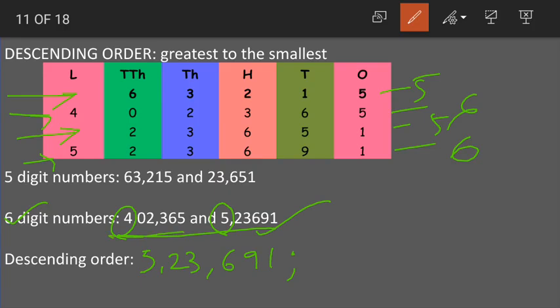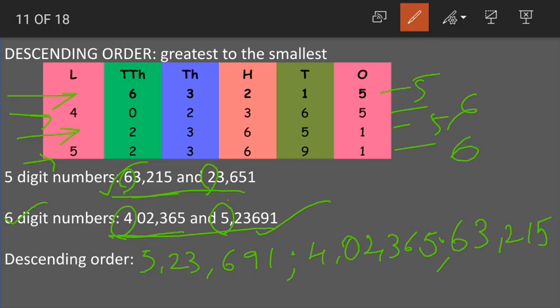Then we are having the next 6-digit number, 4,02,365. After we have completed 6-digit numbers, we will compare the 5-digit numbers. In these 5-digit numbers, the greatest number is which one? We should compare the first digit in the highest place values, 6 and 2. Which is the greater number here? The greater number is 6. So the number 63,215 becomes the greater number among the given 5-digit numbers.